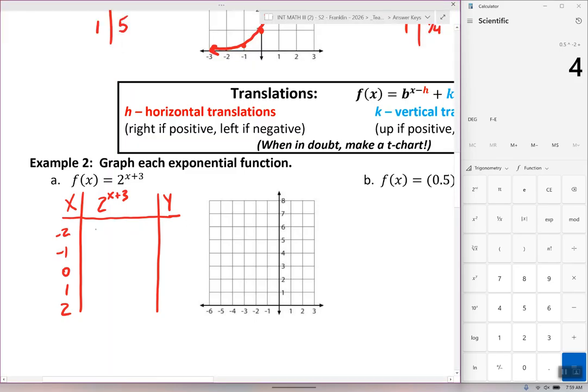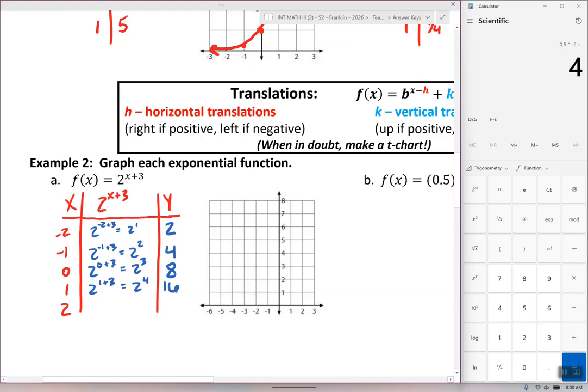So for -2, that's going to be 2 to the -2 plus 3. That's just 2 to the first power, so that's a 2. For -1, that's 2 to the -1 plus 3, which is just 2 squared. That's 4. 0 is going to be, well, it's not going to be 1. See, you can't always assume. 2 to the 0 plus 3 is 2 cubed. 2 times 2 times 2 is 8. 1, 2 to the 1 plus 3, well, that gives me 2 to the 4th, which is 16.